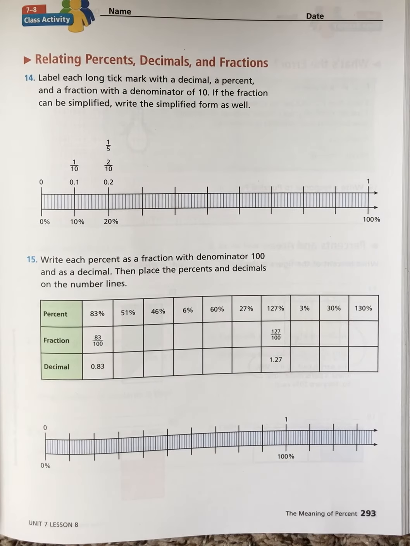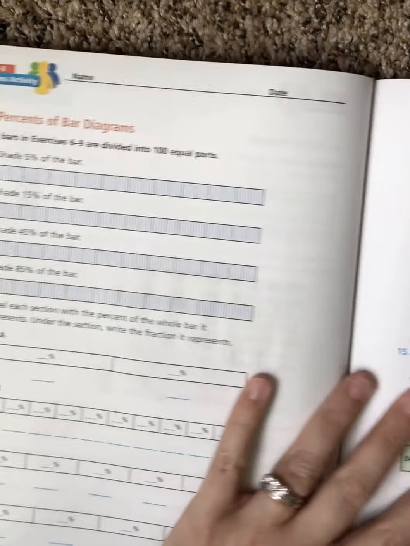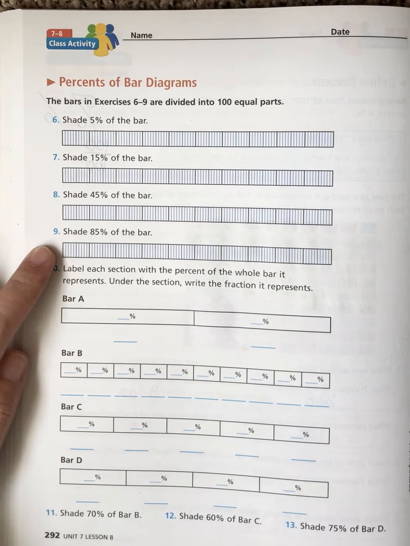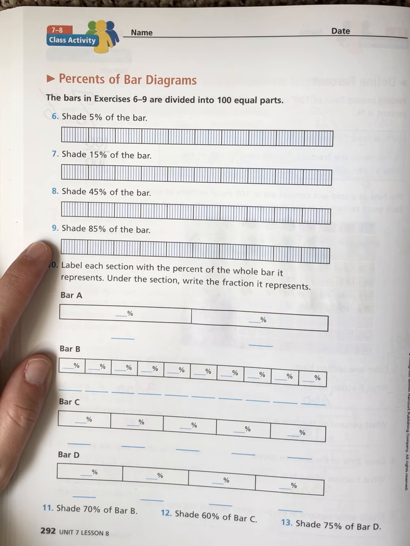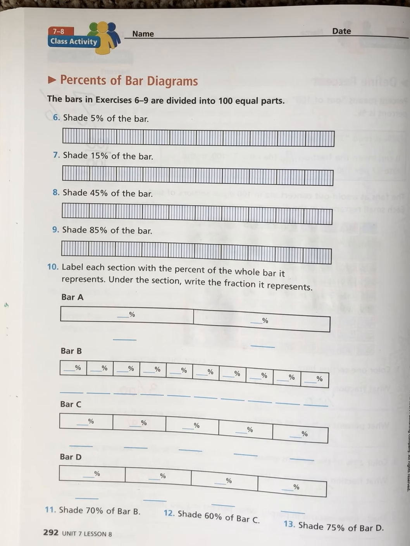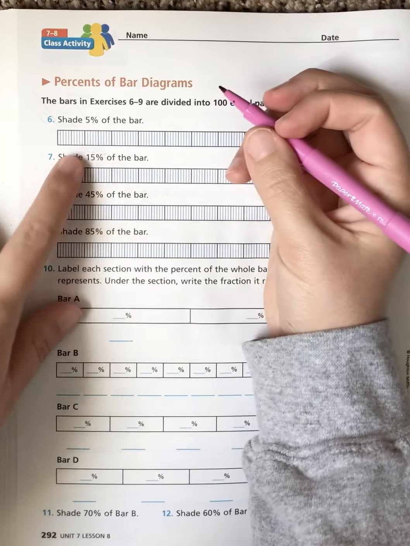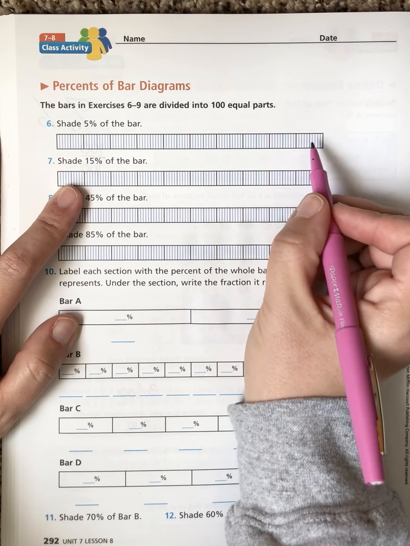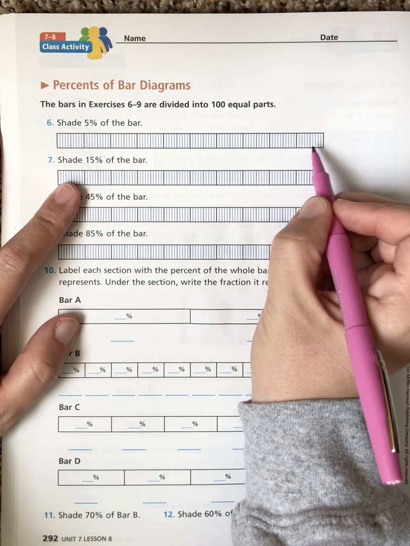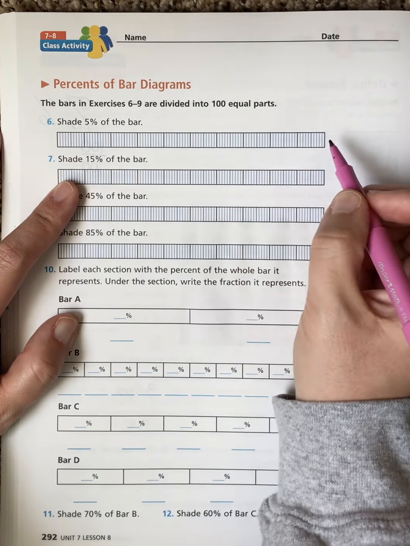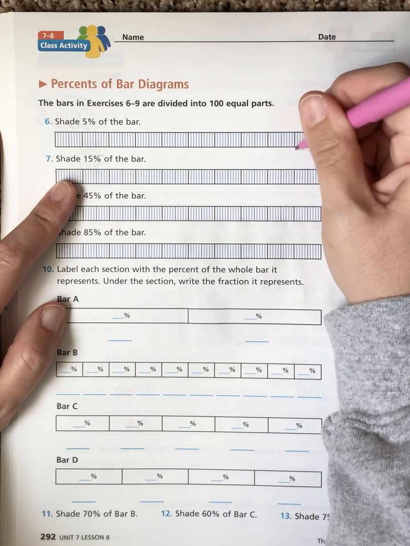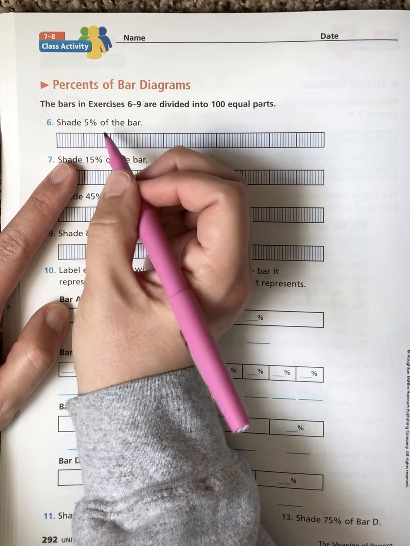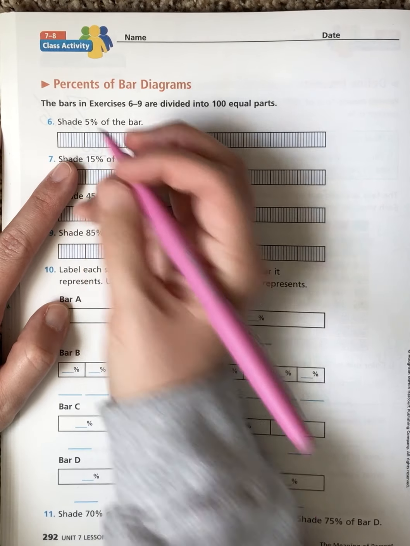Let's go ahead and turn the page. What it says is the bars in these next exercises are divided into 100 equal parts. First, shade 5% of the bar. All right, so I'm going to shade 5%. Well, I can tell that this is broken into these little tiny ones. There's probably 100 of them in there because I can see there's 10 little black chunks that it's broken into. So each of those little black lines has 10 little sections in it.